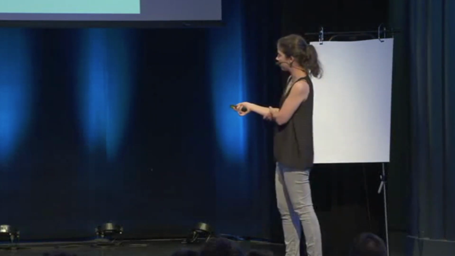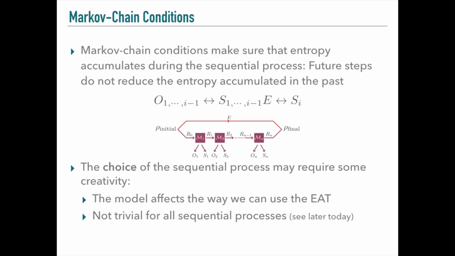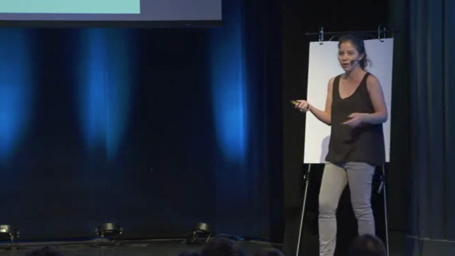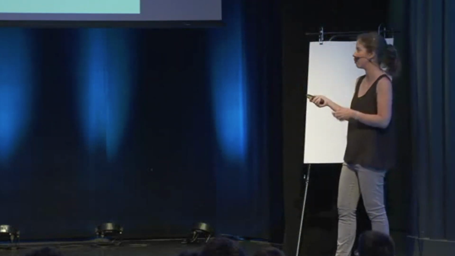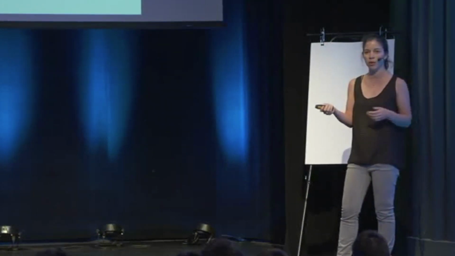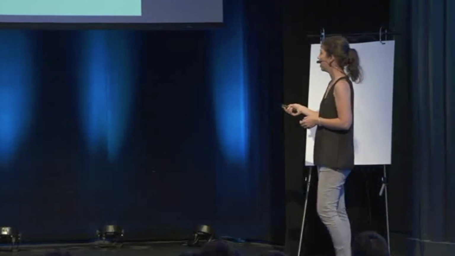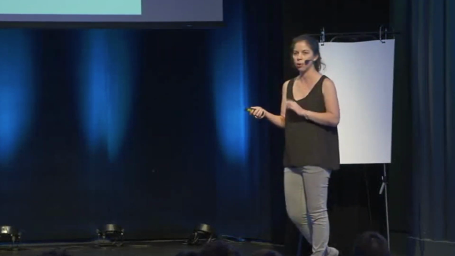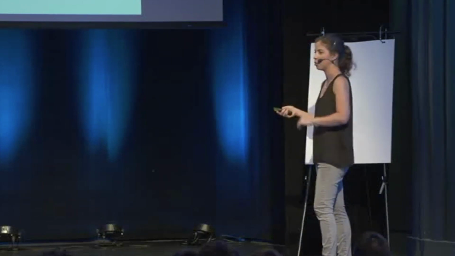Okay, so maybe an important thing to note is that the way I choose the channels and model my sequential process matters. Because it might be that for a certain choice, these Markov chain conditions will not hold, and then you cannot apply the entropy accumulation. Or maybe there is another way of doing something which is less trivial, and then you can actually make it work. So it might require a bit of creativity, but if you're doing QKD or device-independent QKD, then the things that we already have in these works might do just well.